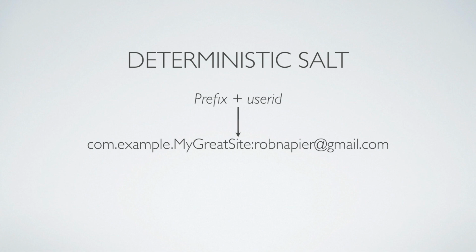Reverse DNS is great, your app bundle ID, these things are great, right? Because nobody else is going to have that same string. A colon, or not a colon, whatever you want, and then the user ID, because again, that's unique for everybody. So that's great. Now it's unique. Every person on my site is going to have a different salt, and they'll have a different salt even if somebody elsewhere uses the same idea, does it exactly the same way.